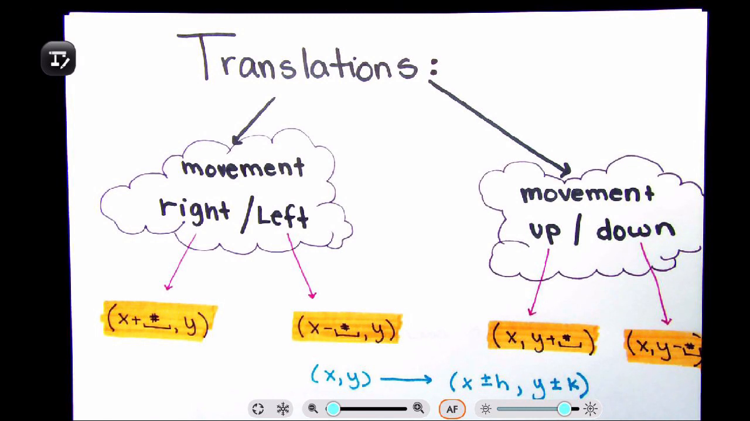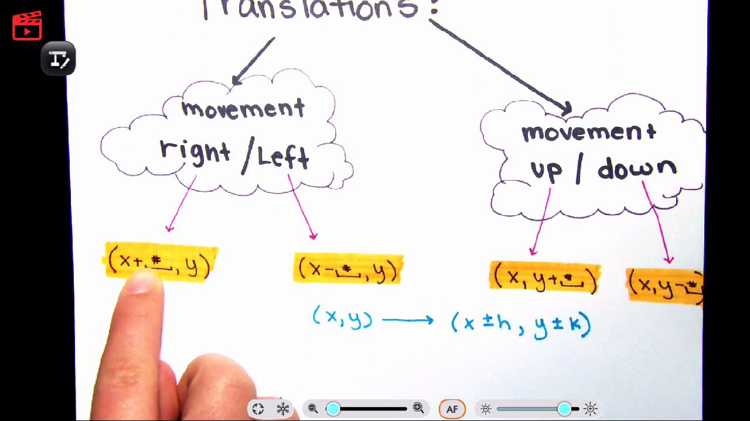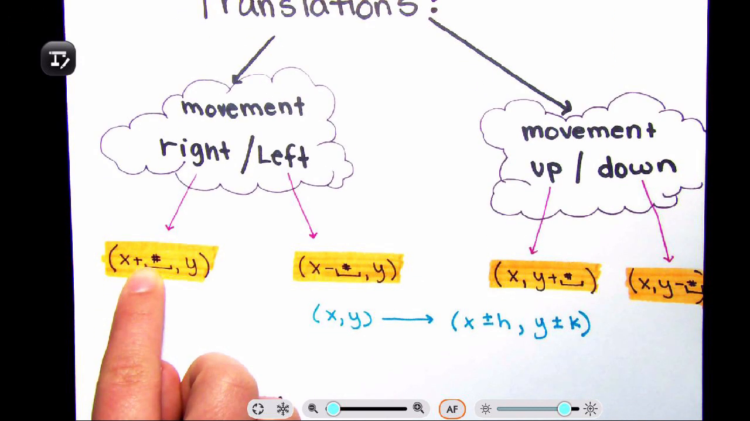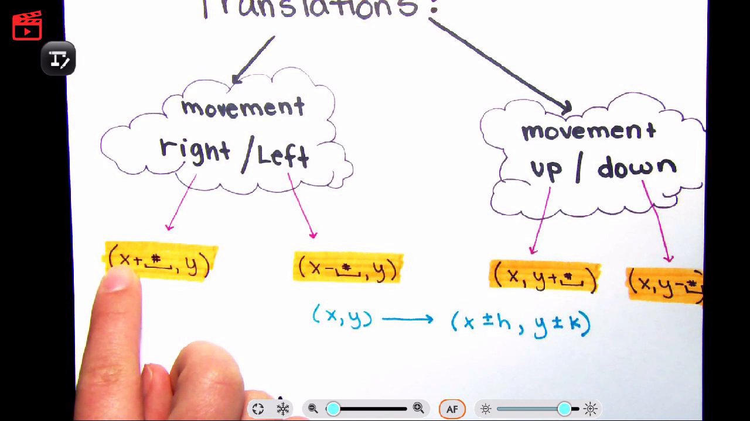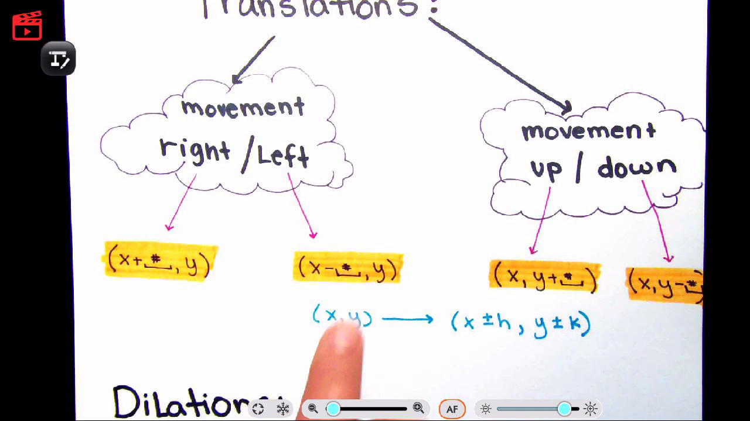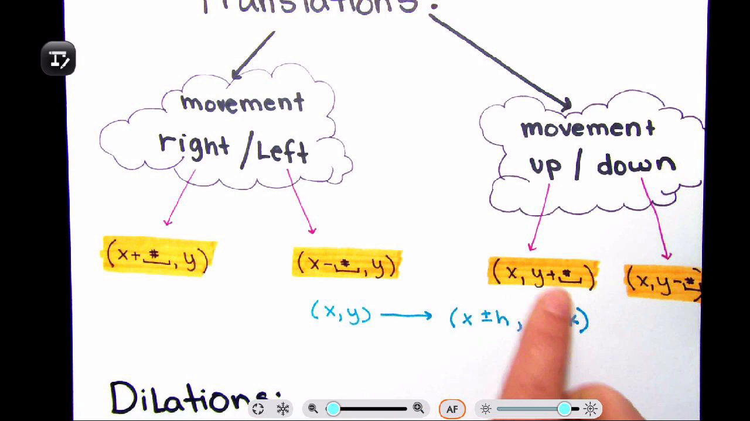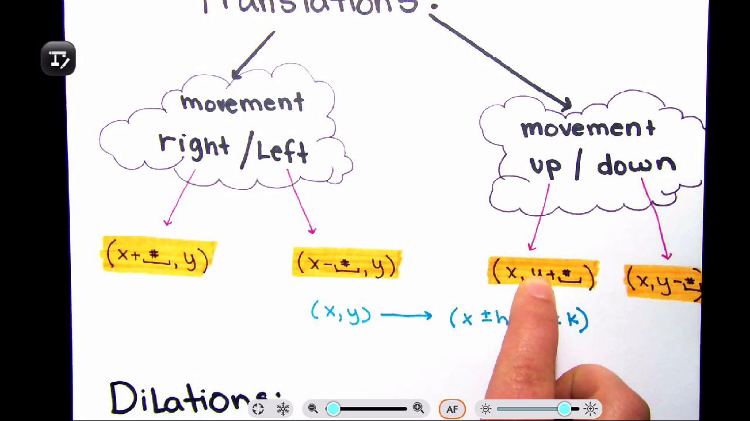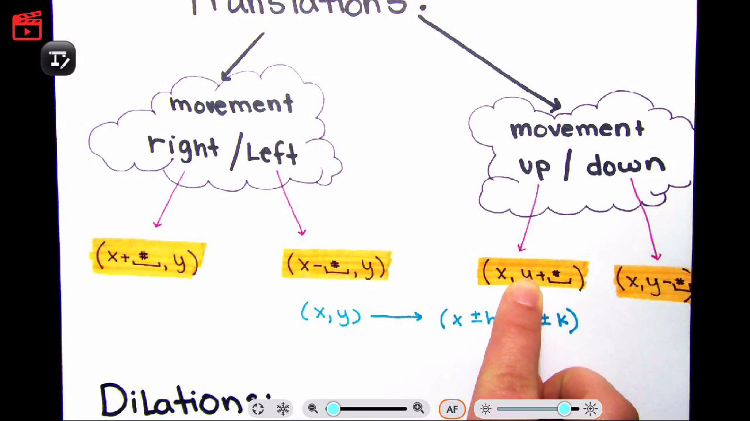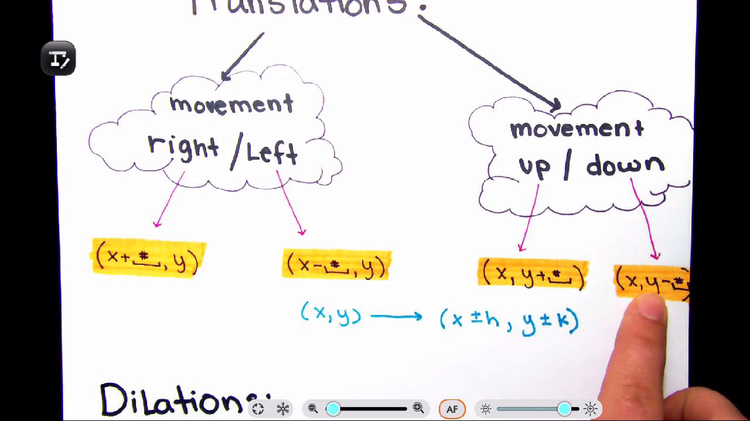Now, if you have a movement to the right, you're going to be seeing an addition of a number, whatever number that may be, to the x value. If your movement is to the left, you're going to have a subtraction of a number from your x value. If you're shifting up, you're going to notice you're adding a number to your y value. If you're shifting down, then you're subtracting a number from your y value.